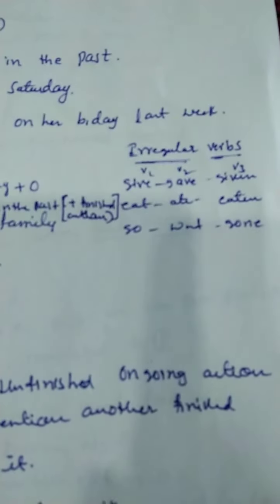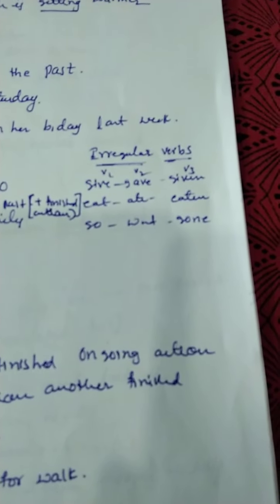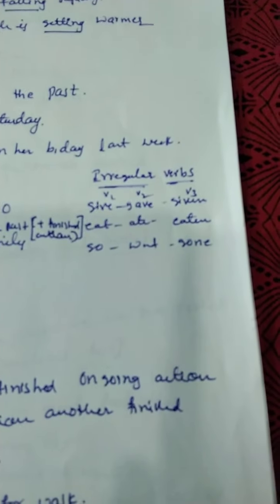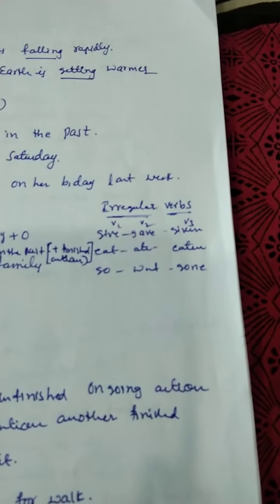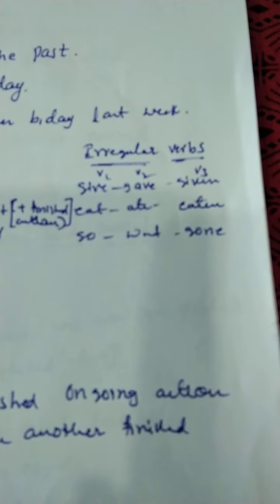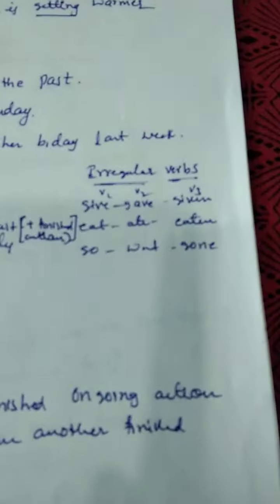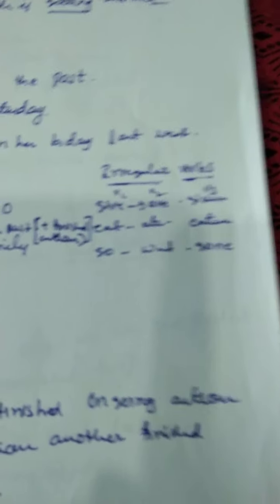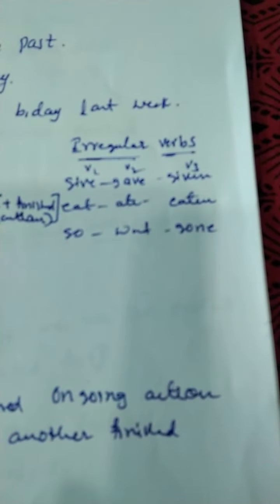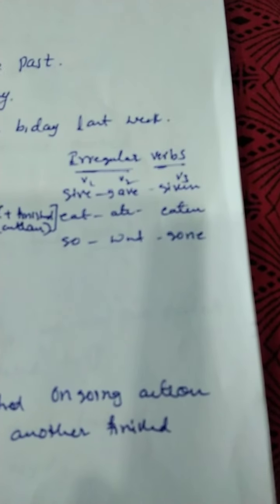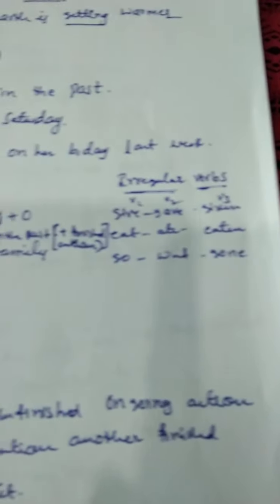And now I will explain about irregular and regular verbs. Regular verbs we add d or ed to the verb, whereas in irregular verbs, for example, give, gave, given, the V1, V2, V3 will be different. Eat, ate, eaten; go, went, gone. Whereas regular verbs should be added d or ed to the verb.